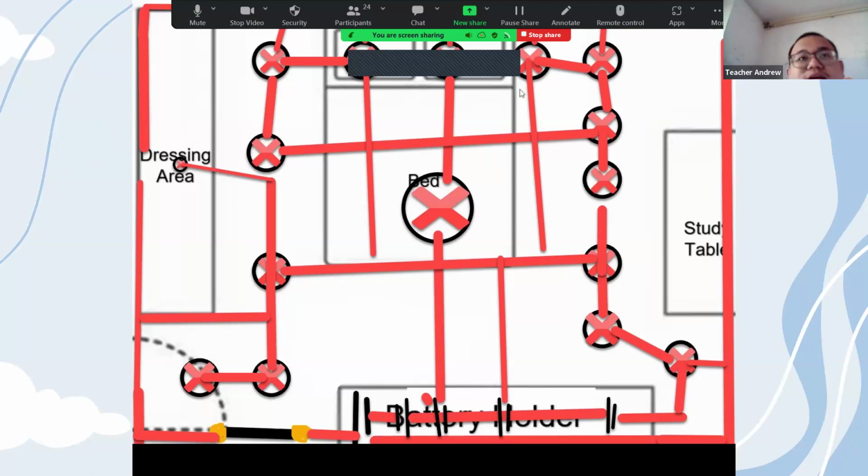So all these things, make sure that when you draw your diagram, you draw it very nicely and don't leave any gap in between. Because if you leave any gap in between, the teacher might think that it is an open circuit, hence mark you wrong for this kind of error. All right, let's carry on.